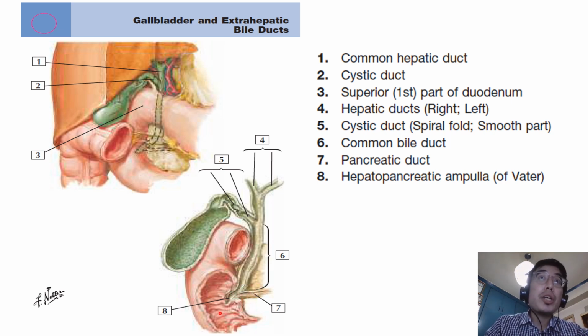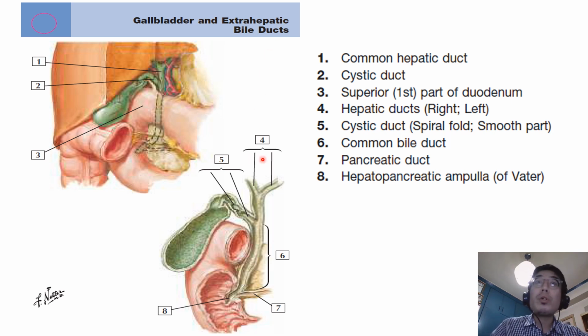At this location here, the common bile duct will join with the main pancreatic duct, here labeled as number 7, to form the hepatopancreatic ampulla of Vater, the ampulla of Vater labeled as number 8.